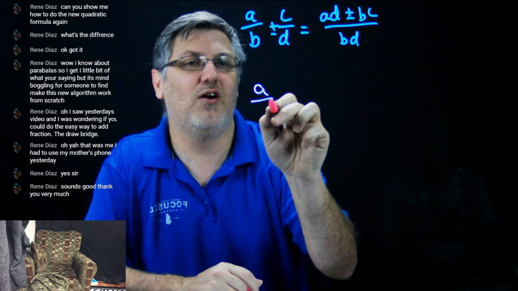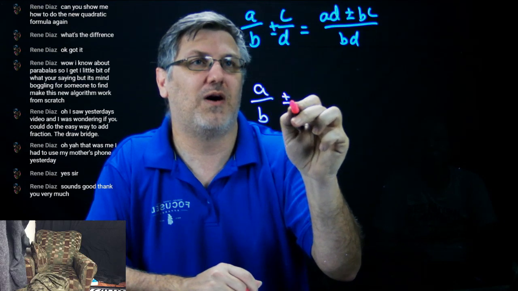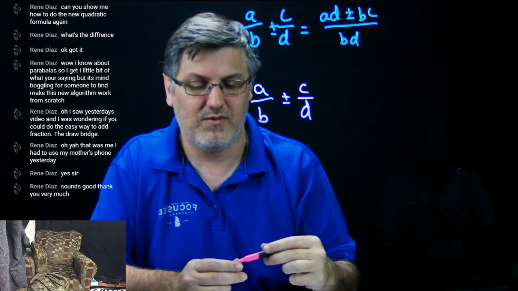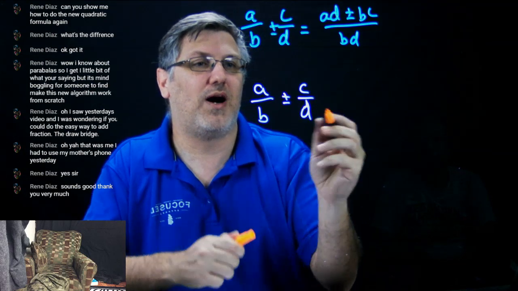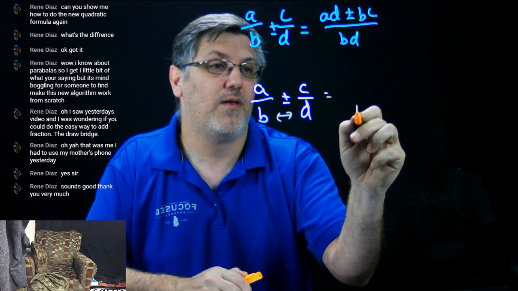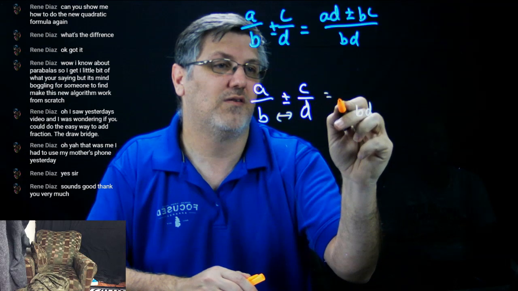So we have A over B plus or minus C over D. I'm going to show you why this works. We multiply the bottoms together. Well, B times D is just BD. All right.